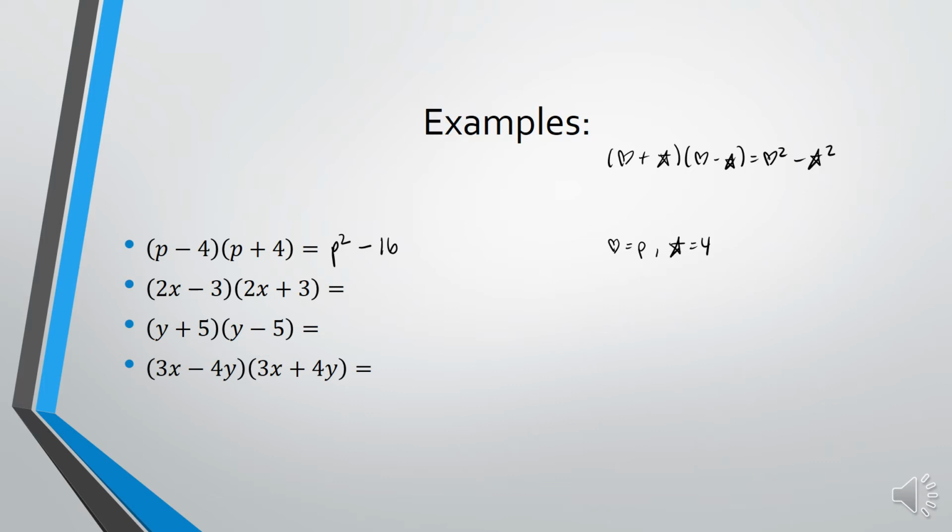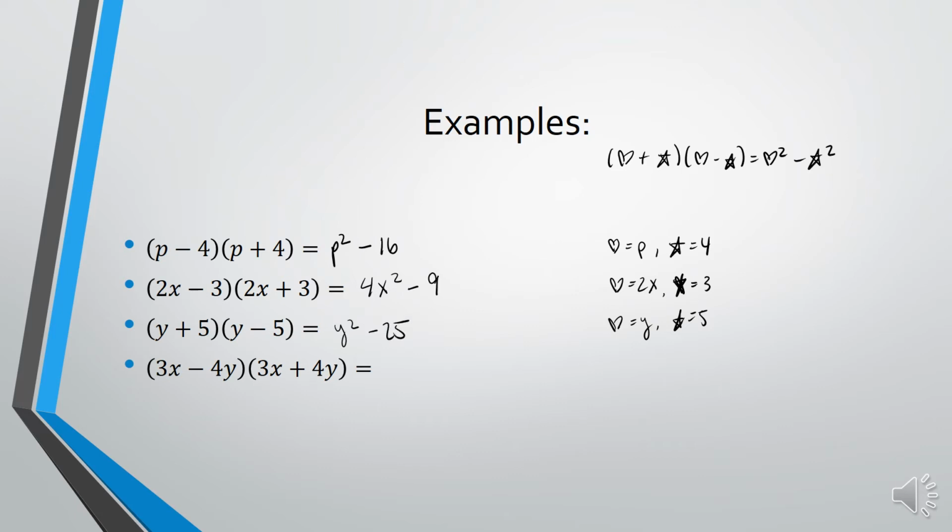In my next example, again, they're the same, the 2x and the 3. The only difference is that minus and then plus. So my heart here is 2x. My star is 3. So my answer is heart squared, so 2x squared, which is 4x squared, minus star squared, so 3 squared, which is 9. For my next one, my heart is y, my star is 5. The only difference is that plus and minus. So my answer will be y squared minus 25.